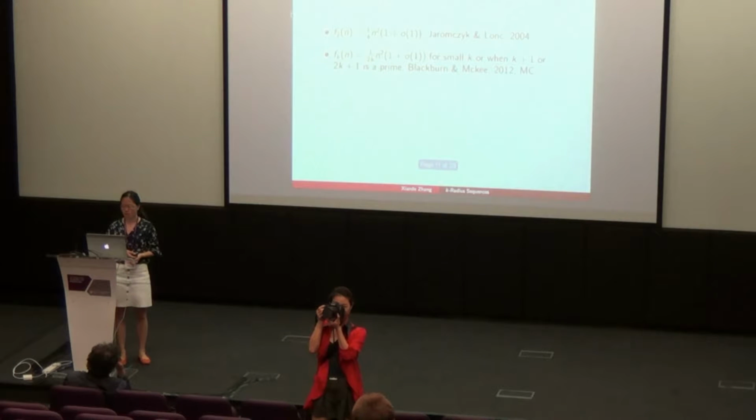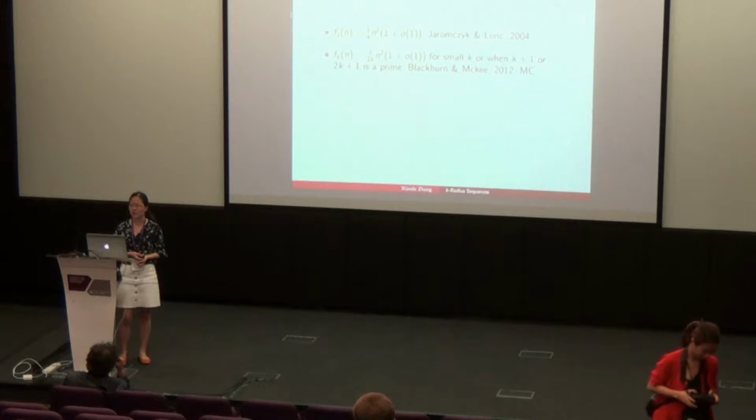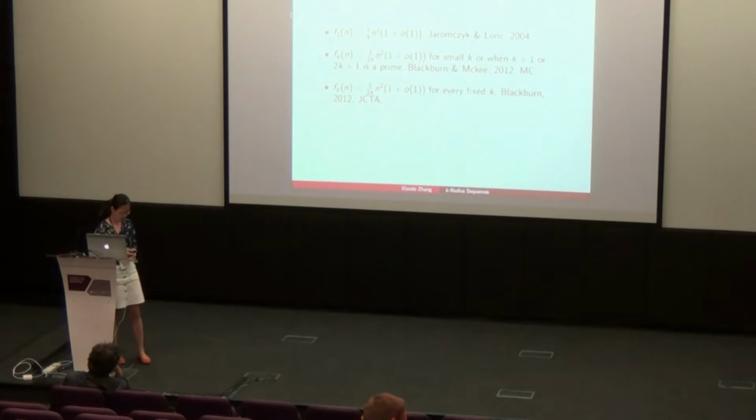And later, Blackburn and McKee proved this is also true for some k and some conditions. And then by using a probabilistic method, they show this is true for every fixed k. For every fixed k, you can see from this formula that the minor term is still small, o of n squared.